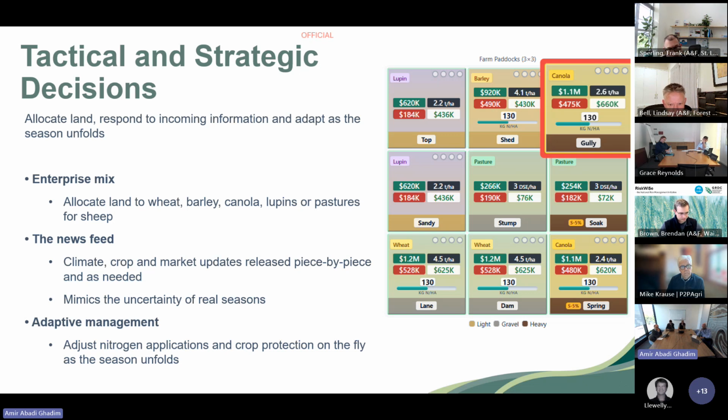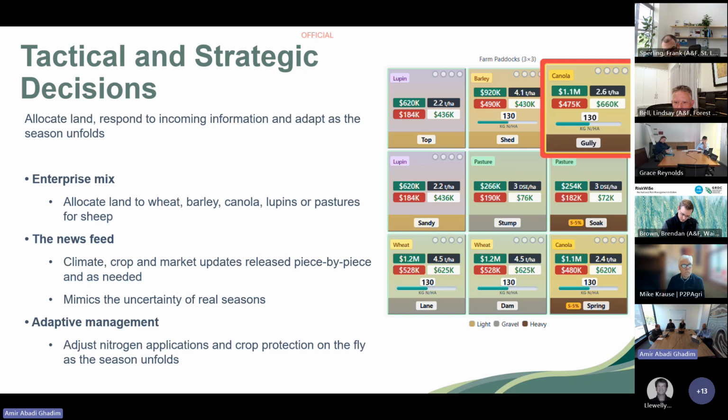And when they do, it then gives them the yield according to the season. Initially, it gives it according to forecasted season, or historical statistics of the season, and then it gives it according to the final finishing rains. It also gives you a news feed about your climate and your markets, and it mimics the uncertainty of real seasons. And it has adaptive management.